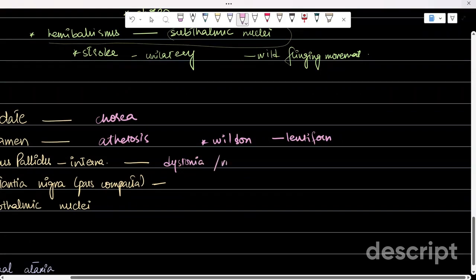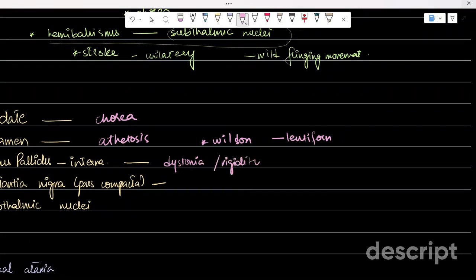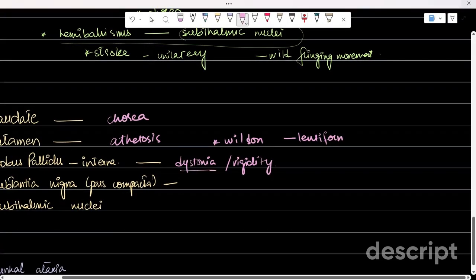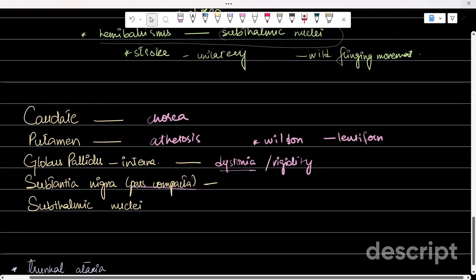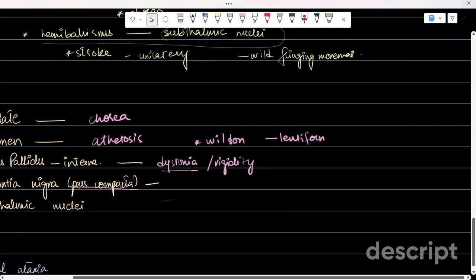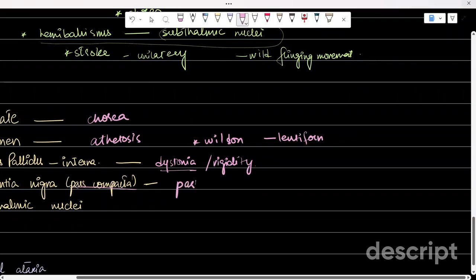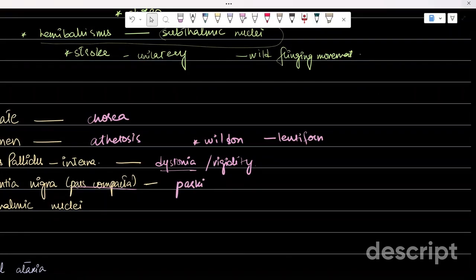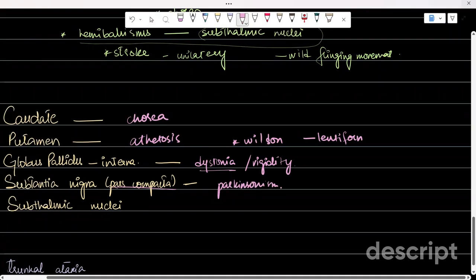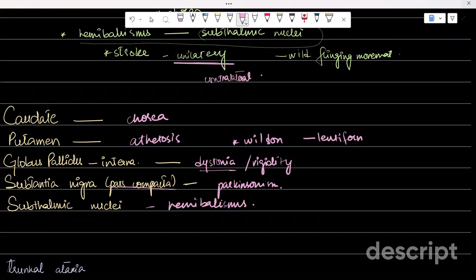Now, these points are important for the MCQs. There are one-liner MCQs asking about it. The lesion will decrease inhibition and sustained muscle contraction will lead to dystonia or rigidity. Now, lesion in substantia nigra pars compacta will lead to Parkinsonism, as we just discussed. Due to dopamine loss, there will be hypokinetic lesions causing bradykinesia, resting tremors, and rigidity. Subthalamic nuclei, as I just mentioned, will cause hemiballismus, which is usually unilateral but at the contralateral side.